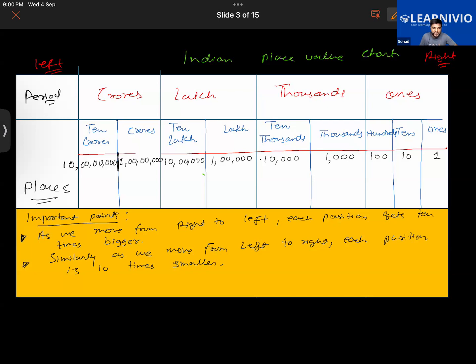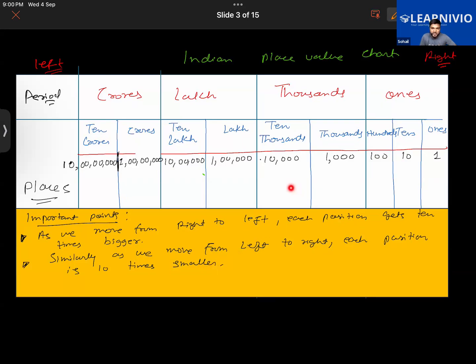That is the thing. Okay, Sumaya, done. Write it quickly. Wait, I'm doing that last line. Okay, no worry. Sir, can you read the first word of the last line? Similarly, as we move from left to right, each position is 10 times smaller.